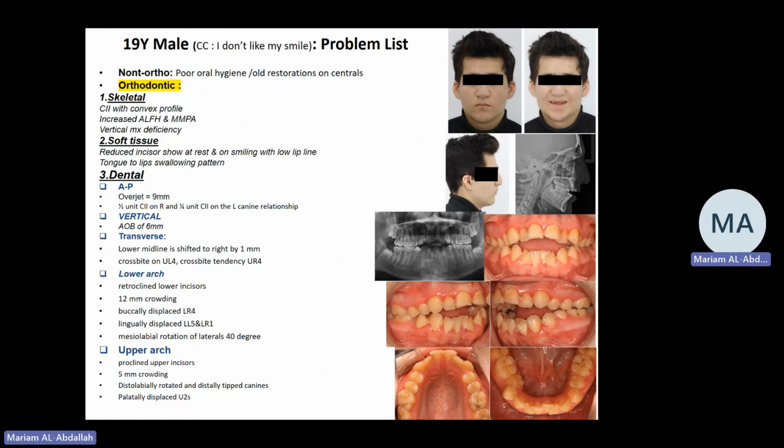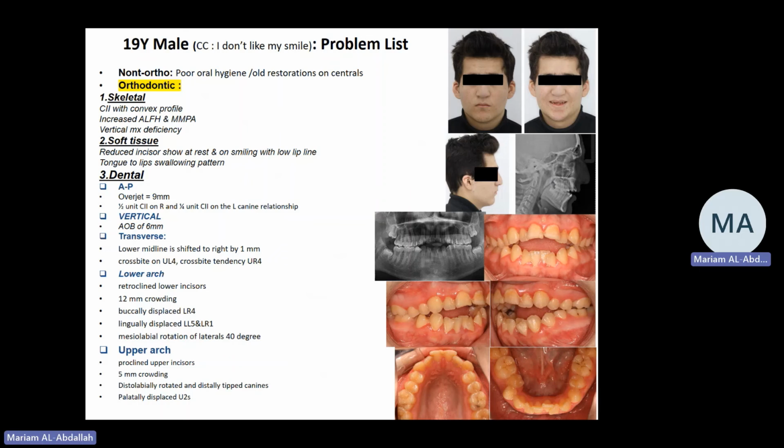Vertically, the patient has increased Frankfurt mandibular angle, increased maxillomandibular angle, increased lower facial height. So the patient has vertical problem. Transversely, the patient has acceptable facial symmetry. So we don't need to mention this.